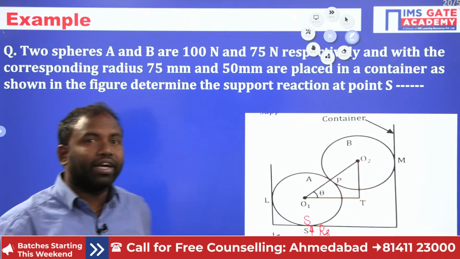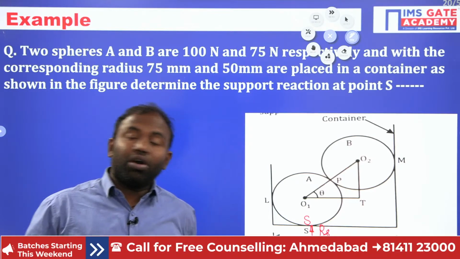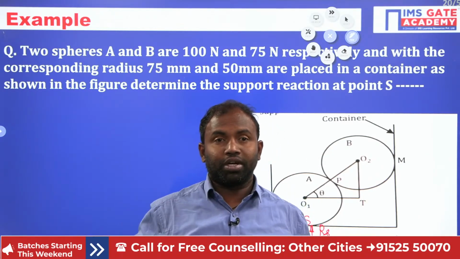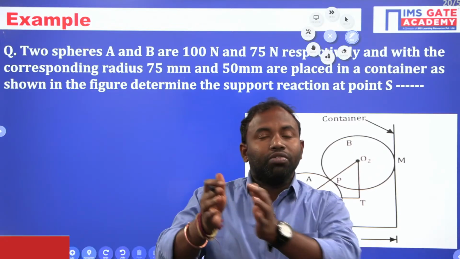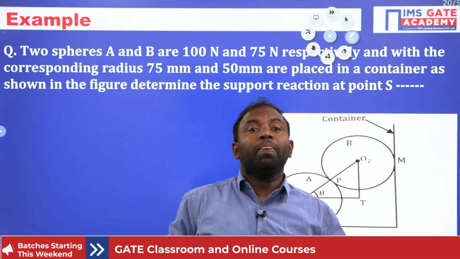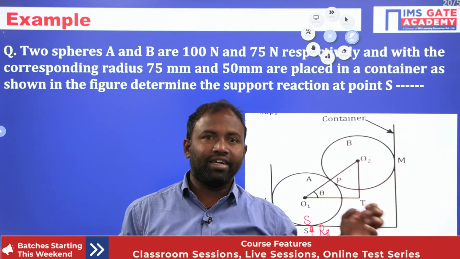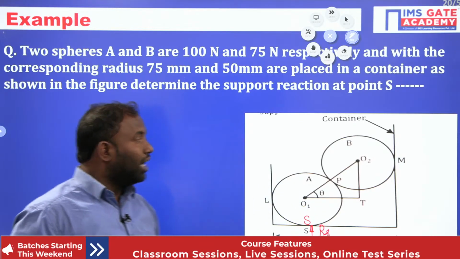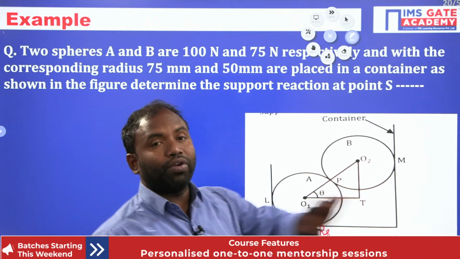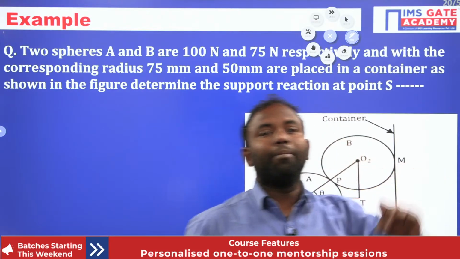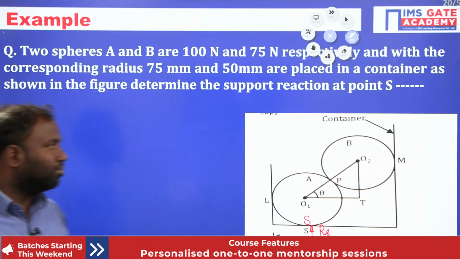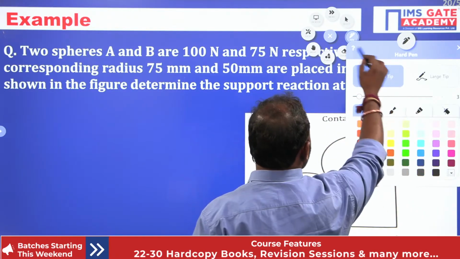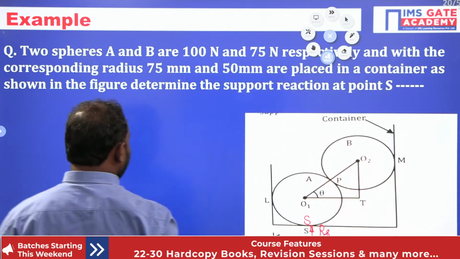What I'm trying to explain is that you could draw the individual free body diagram of A and the individual free body diagram of B, but it takes more time. Because we have to calculate only one reaction, the RS reaction, in this type of case you go with a combined free body diagram. Let me explain what that combined diagram is. Now let us go and see that combined free body diagram.